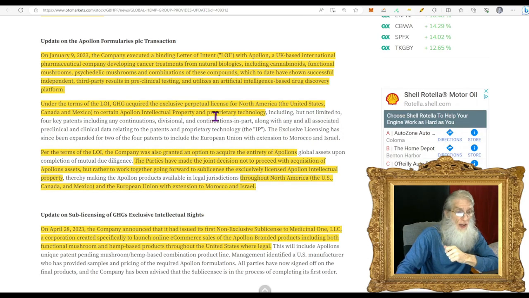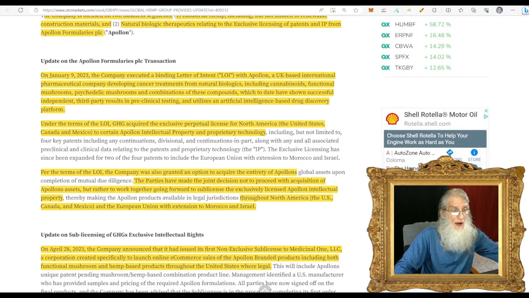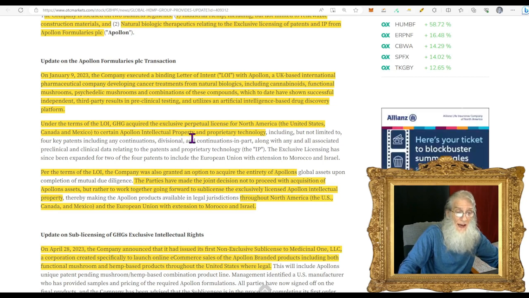This came out August 1st. So they tell us up here that on January 9th, 2023, the company executed that binding letter of intent with Apollon, a UK-based international pharmaceutical company developing cancer treatments with all those wild ingredients. Under the terms of the LOI, letter of intent, the company acquired the exclusive perpetual license, forever and ever, for North America, yes, United States, Canada, and Mexico, for certain Apollon intellectual property and proprietary technology.